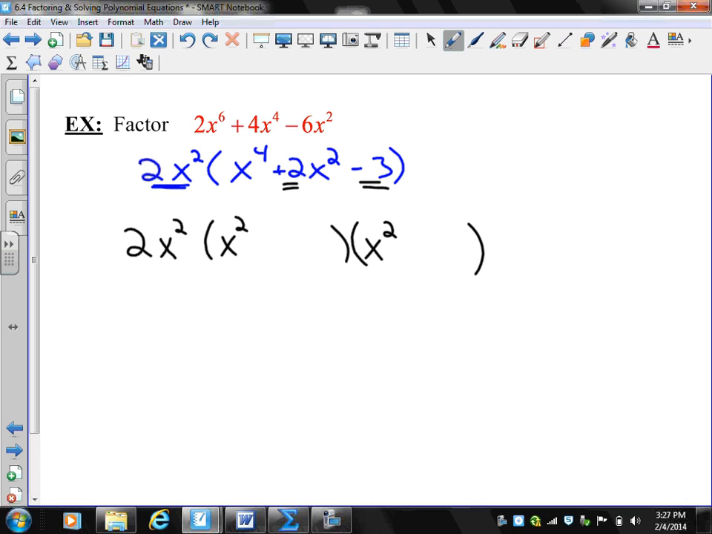Anyways, this factors to, as you should probably recognize from your trinomial factoring, plus 3 and minus 1, or in other words, our solution is going to be 2x squared times x squared plus 3 times x squared minus 1. And if you notice, ooh, I almost missed it myself. That's a difference of 2 squares, isn't it? So I can take this a little bit farther, and we should. So here's our final solution for our factoring.